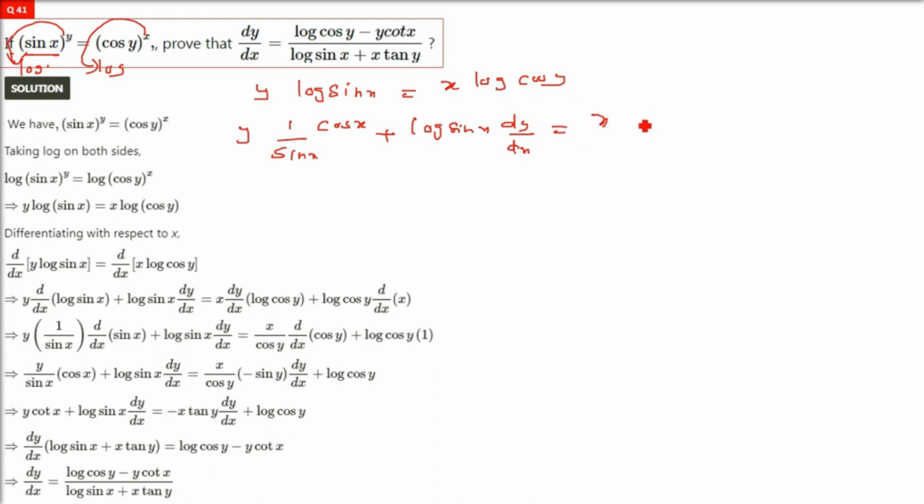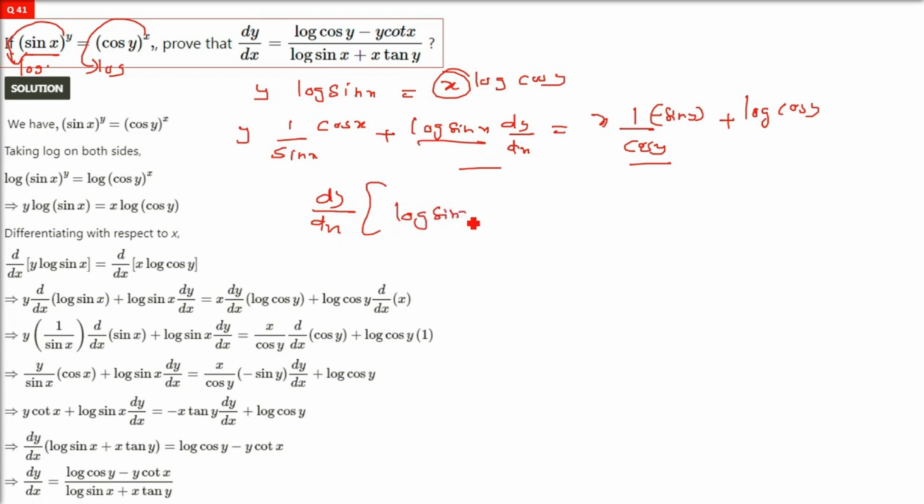So log cos y will be 1 by cos y and minus sin y of, because cos y has to be done already, plus log cos y. Now dy by dx of x is going to be 1. And then dy by dx, there will be 1 dy by dx also, I'll just do that because the right hand side first term has to have a dy by dx. I'll just do it. So log sin x, this minus will come in front, plus sin y by cos y is tan y. So this is x, sin y by cos y is tan y, dy by dx.